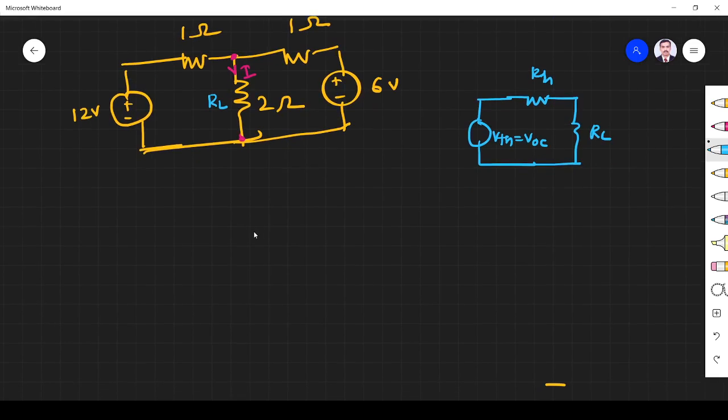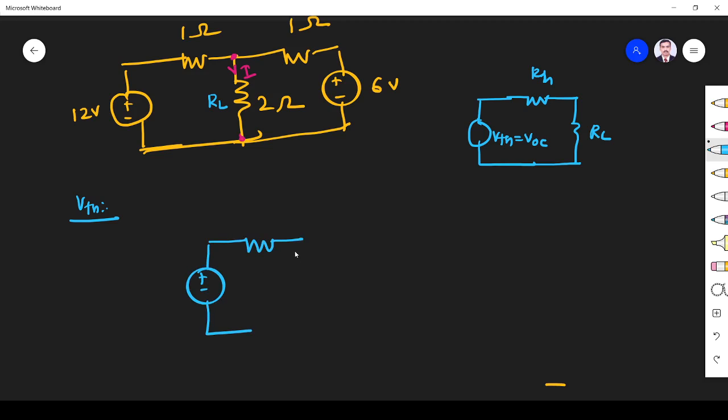First, what we have to find is Thevenin's voltage. Thevenin's voltage is nothing but an open circuit voltage. So which one we have to open? This load resistor we have to open. So let me redraw the diagram. This will be like this. I open it. Here we have to find the voltage across the load resistor, which is nothing but open circuit voltage.